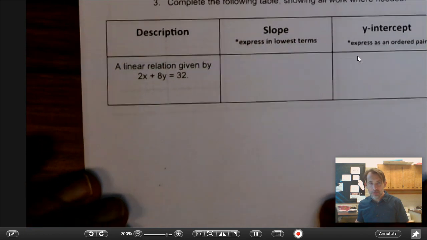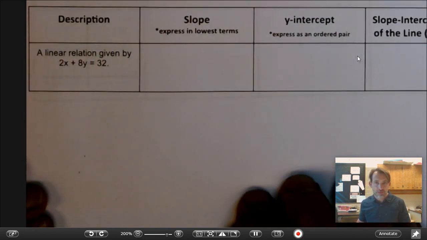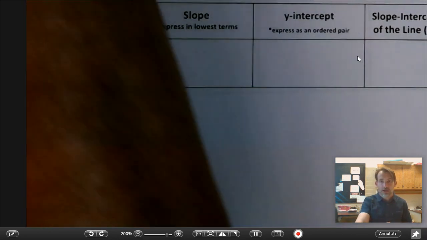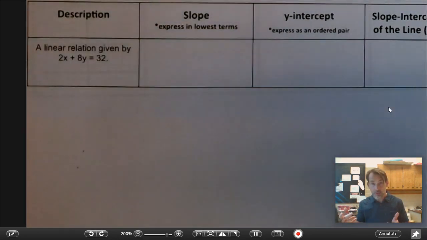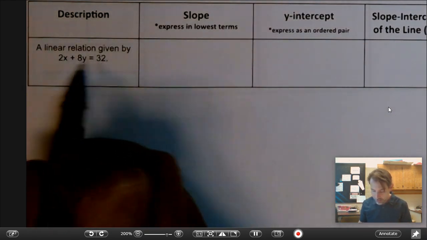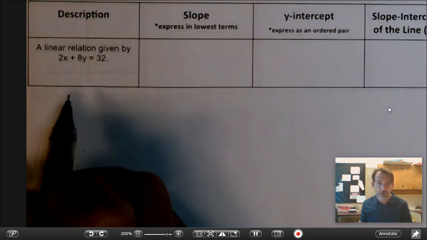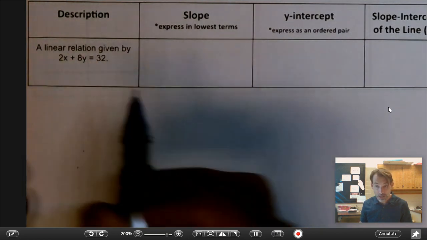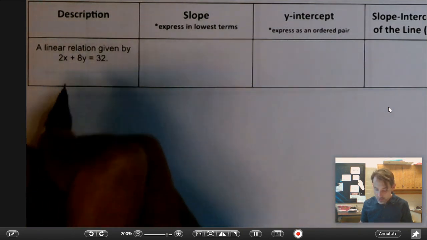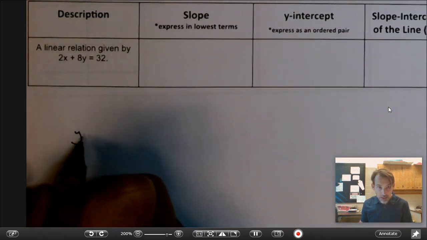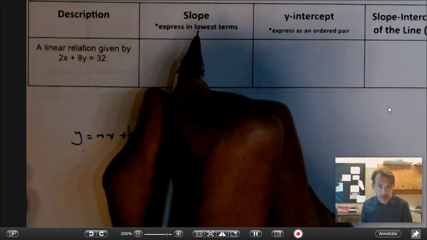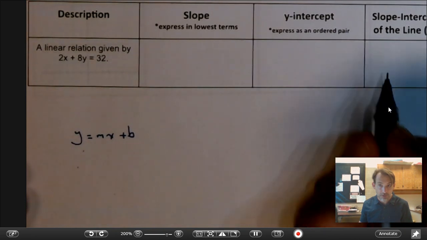Let's work on this one here. So we're going to find the slope and the y-intercept and then write this equation in y equals mx plus b. So here's what I would do. I would say, okay, I got this linear relation, 2x plus 8y is equal to 32. This is hard to visualize. It's easier to visualize when it's in y equals mx plus b. So let's put it in y equals mx plus b form. Then we'll be able to read the slope, read the y-intercept, and punch our answer in there.